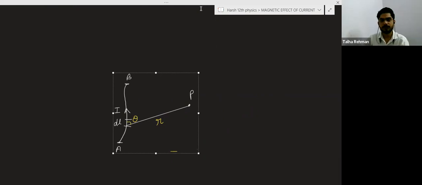See here, this is the current carrying wire, and the direction of the current in this wire is in this direction. There is no requirement of an axis this time. Suppose at this point you have to calculate the magnetic field. You have to imagine this in your mind.